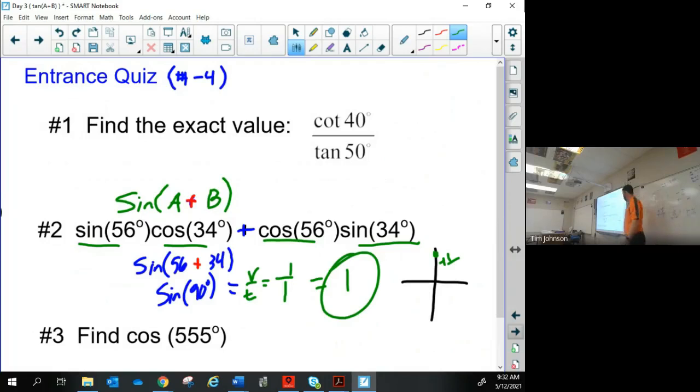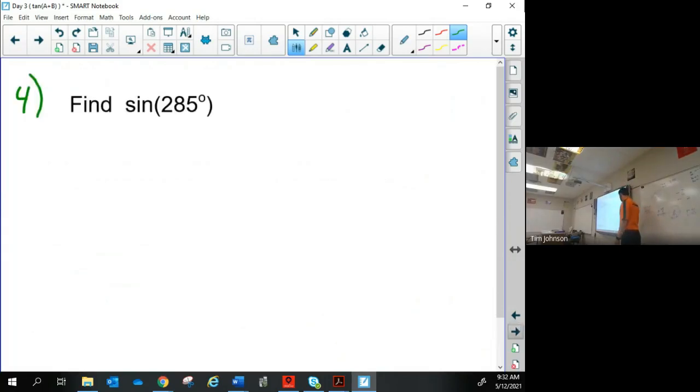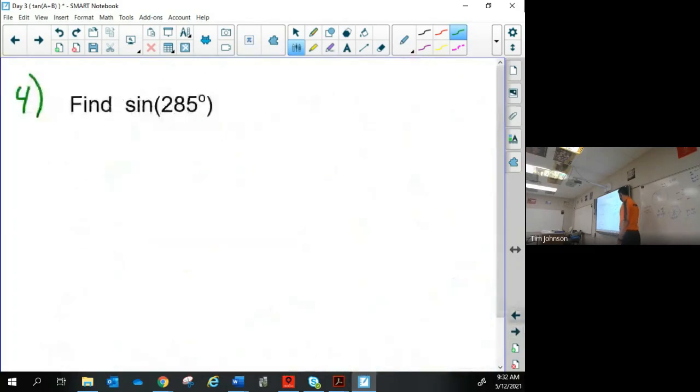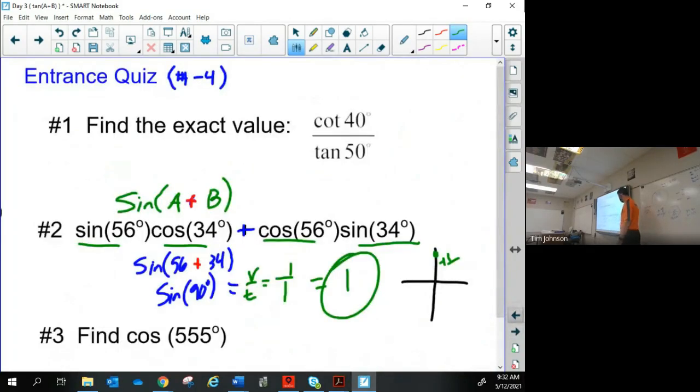That whole thing right there simplifies, and that's what I had written down for my work. I used the sum rule there; I didn't do something different. It simplifies down to 1 for your answer. Any questions on that problem? All right.